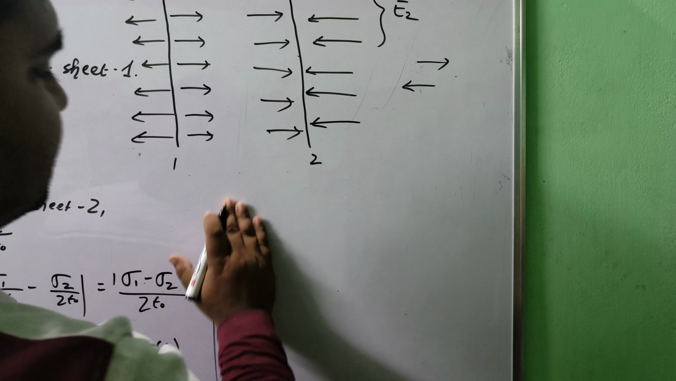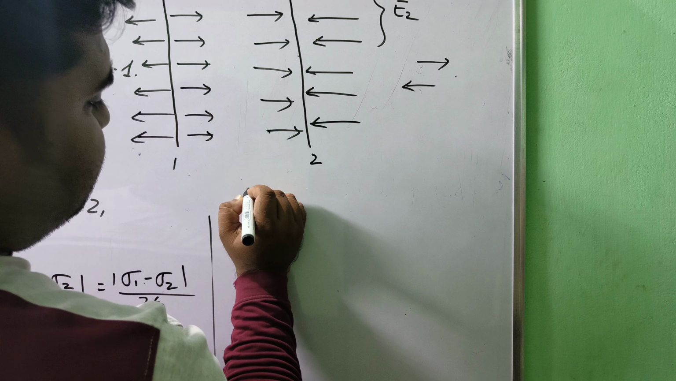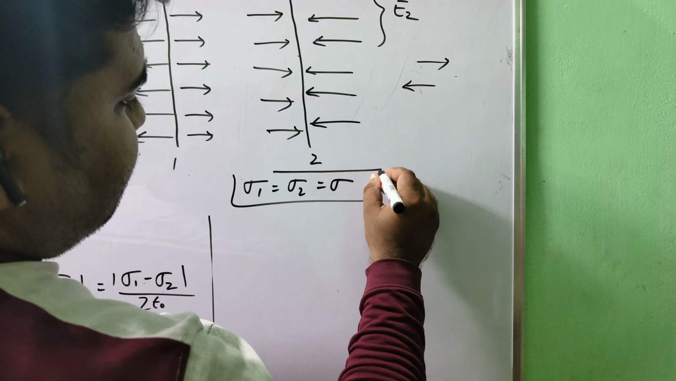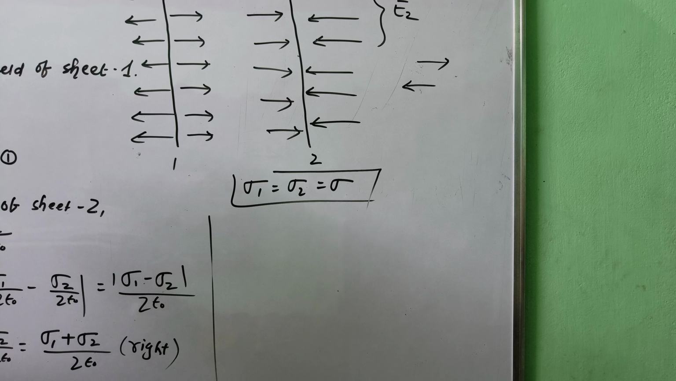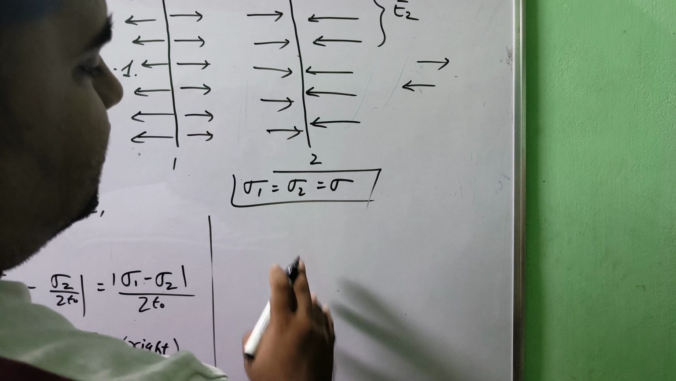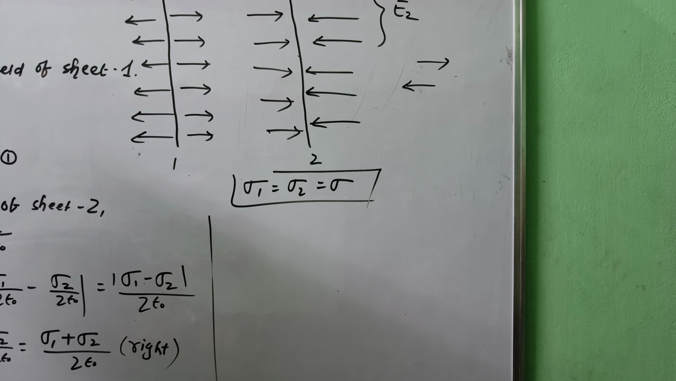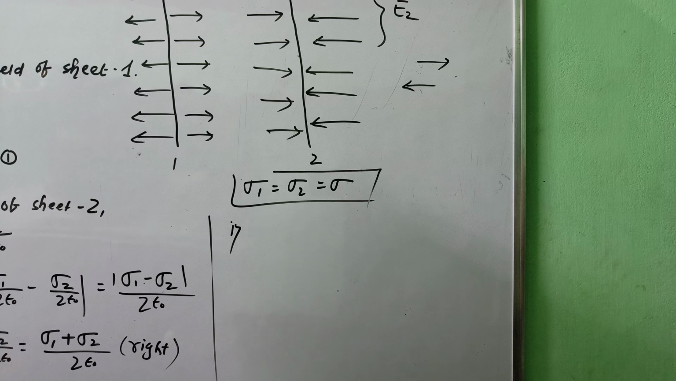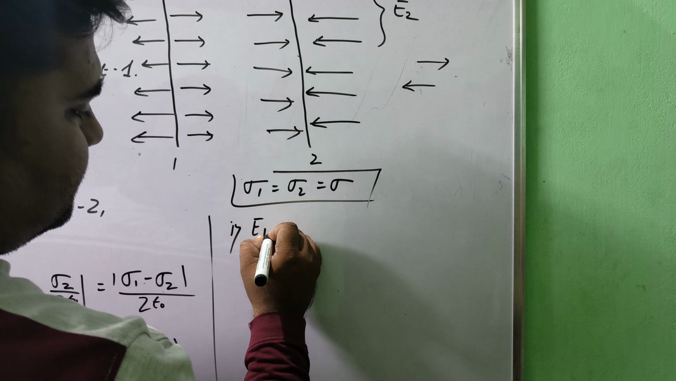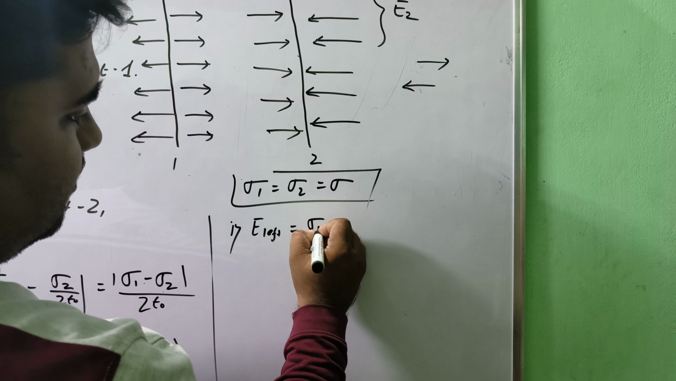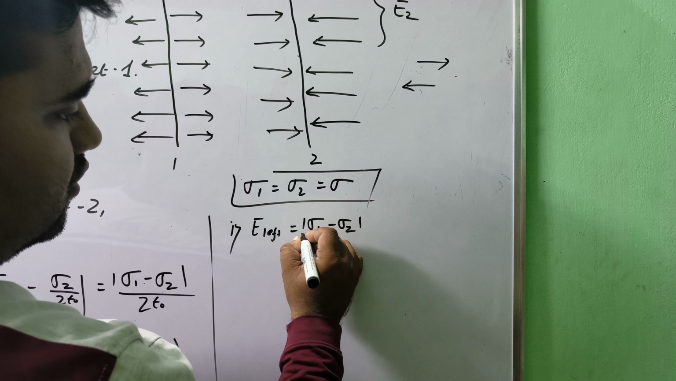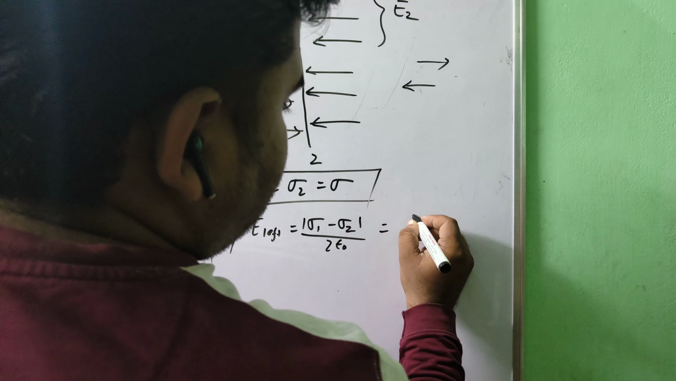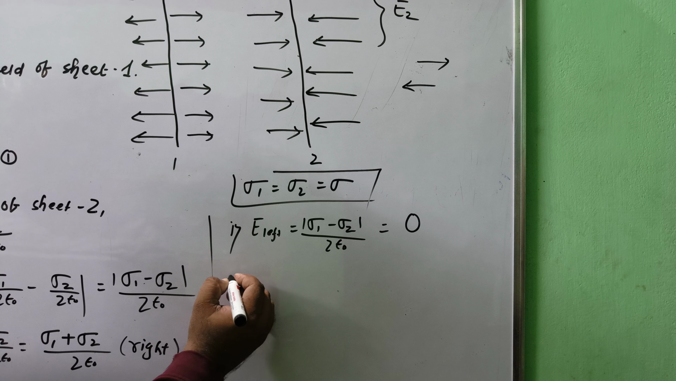Now the condition is given that sigma 1 is equal to sigma 2 is equal to sigma. That means the magnitude of sigma 1 is equal to the magnitude of sigma 2, and let it be sigma. So for answer 1, you have seen that E left is equal to the mod of sigma 1 minus sigma 2 divided by 2 epsilon naught. When sigma 1 is equal to sigma 2, it will yield 0 electric field.